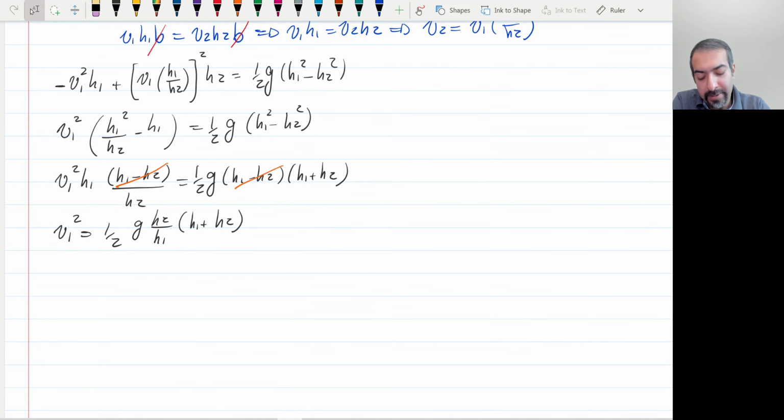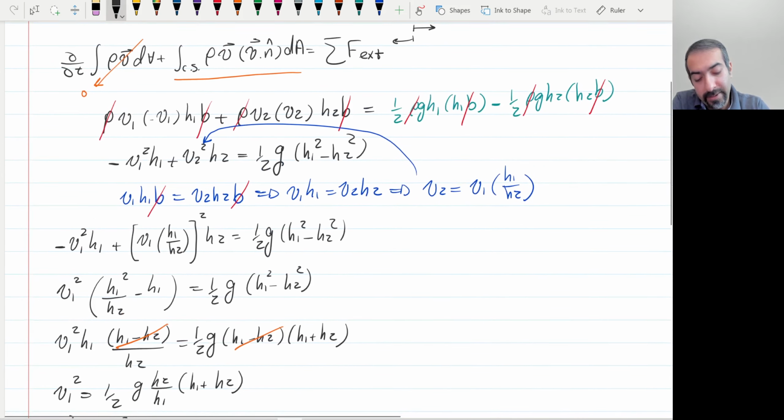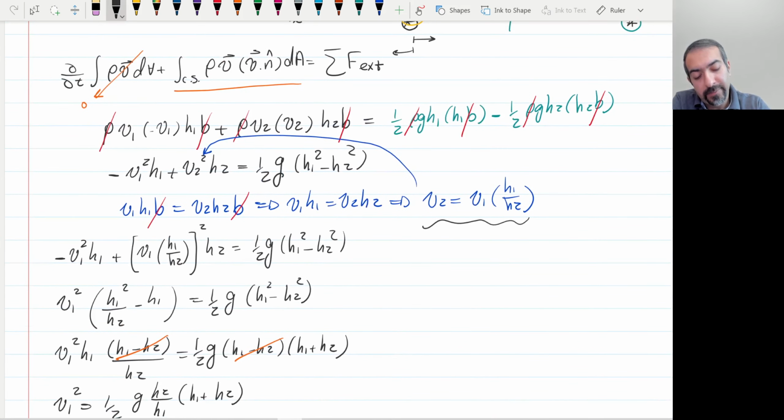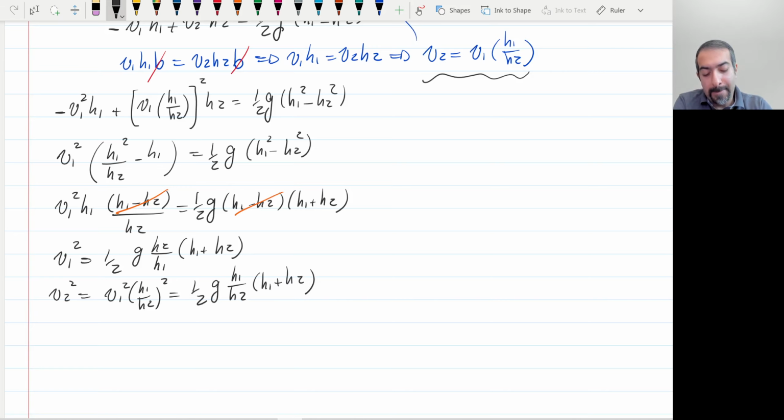All right, so this is an expression for v1^2, and then v2^2 is simply v1^2 times, we got the relationship a little bit earlier here. So v2^2 is v1^2 (h1/h2) to the power 2. So that is going to be 1/2 g h1 over h2 times (h1 plus h2). So we got the expression for v1^2 and v2^2.